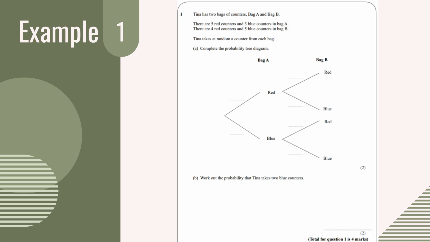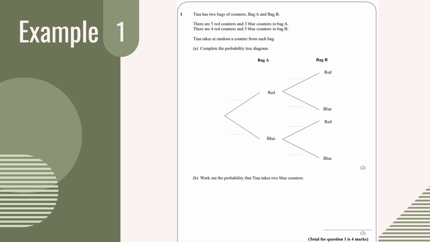Tina has 2 bags of counters, bag A and bag B. There are 5 red counters and 3 blue counters in bag A, and there are 4 red counters and 5 blue counters in bag B. Tina takes at random a counter from each bag.